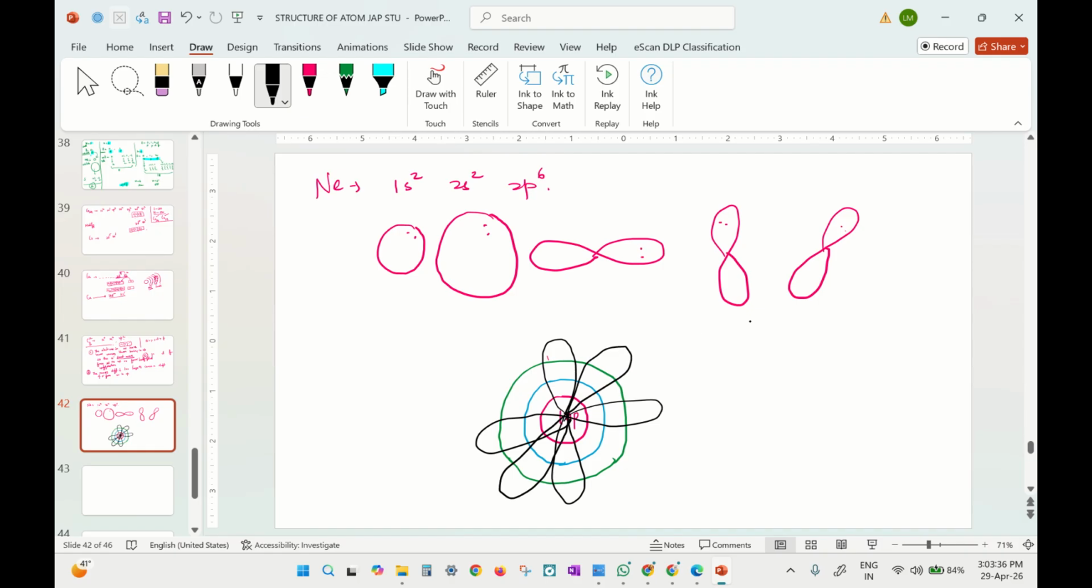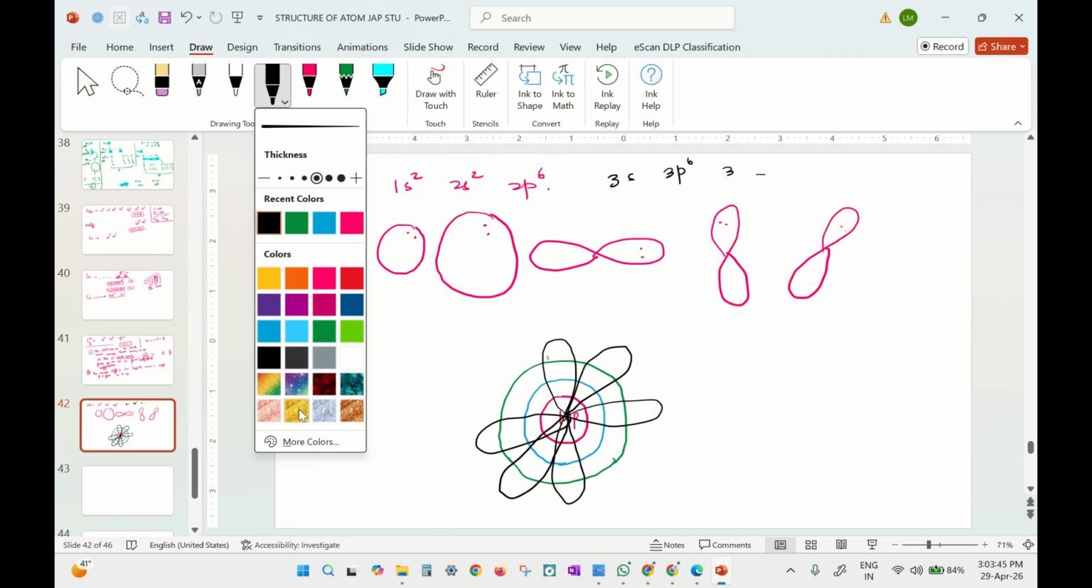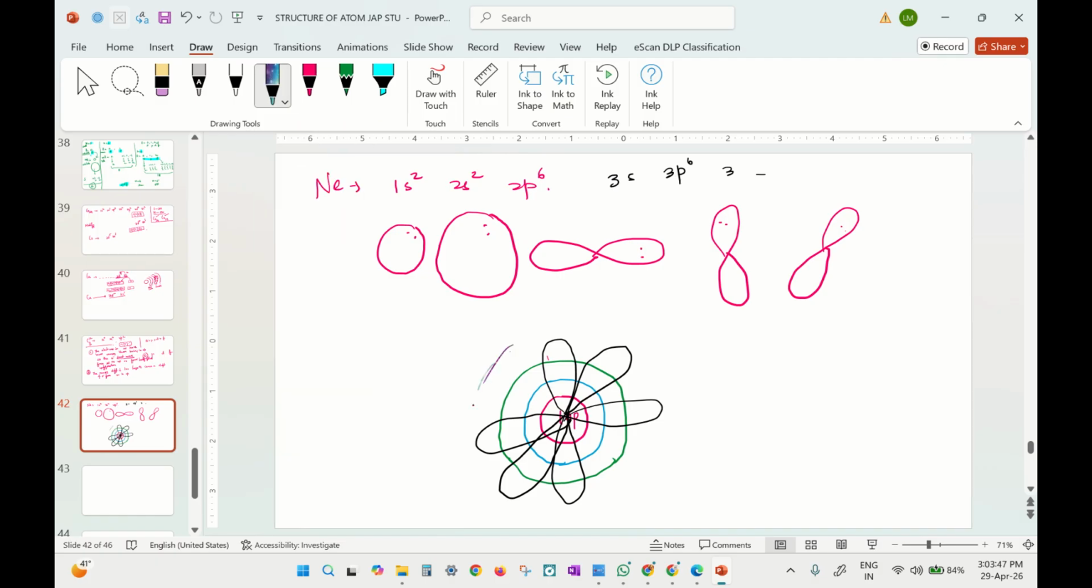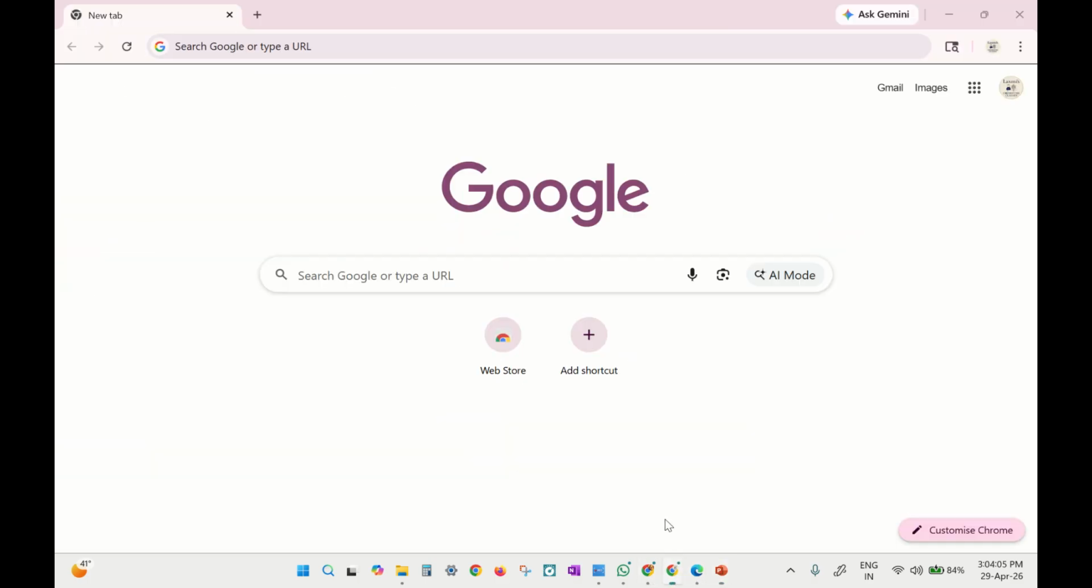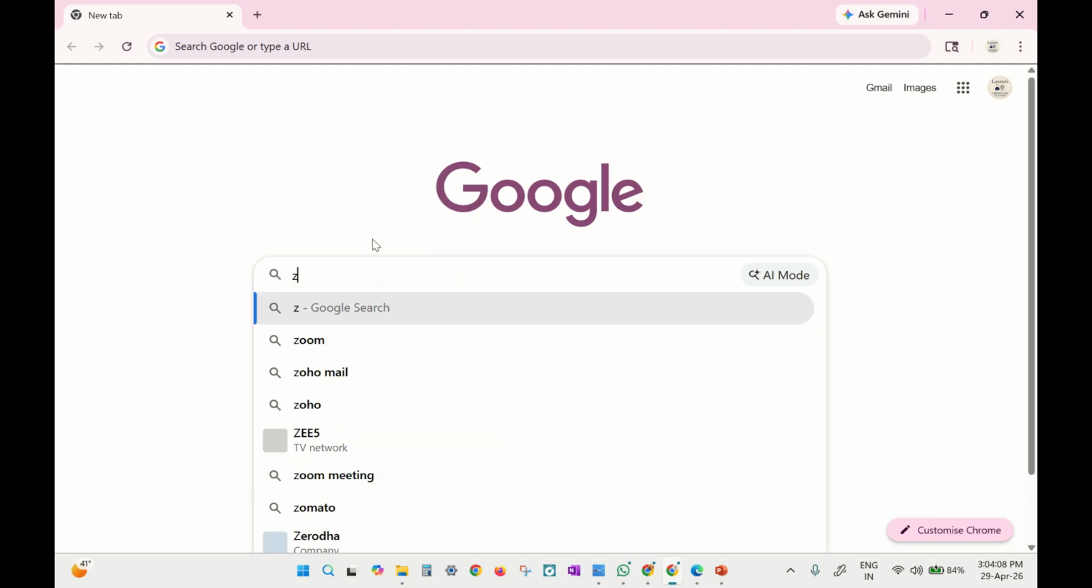Supposing we have some more, like 3s, 3p6, and 3d, then 3s would be a still larger one. Assume that this is your 3s. Then 3p, and similarly 3d. 3d is not complicated, correct? So this is what I was actually trying to show you.